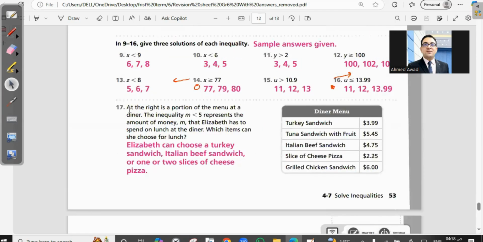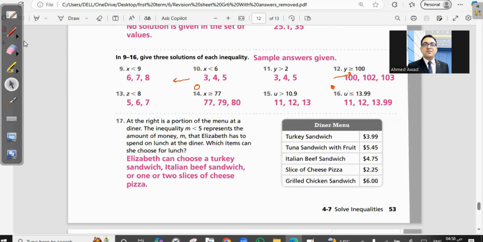Yes, we have another practice here. I said in 9 to 16, give 3 solutions. Guys, an equation, most equations have only one solution, okay? But in this lesson, an inequality contains many solutions.